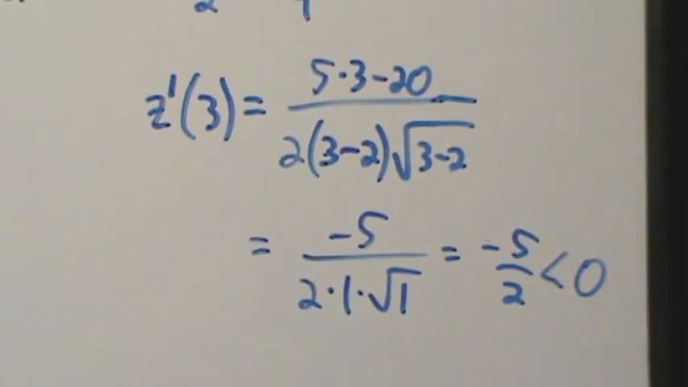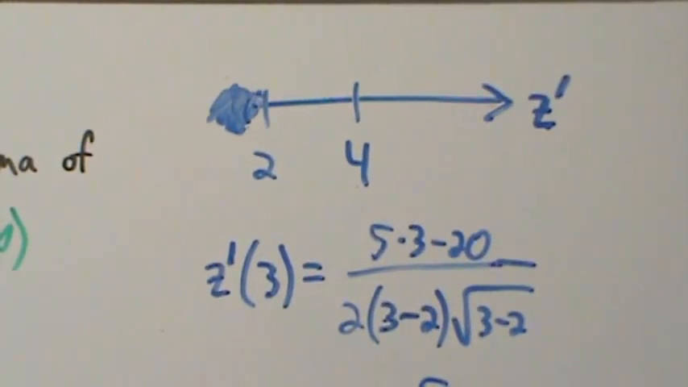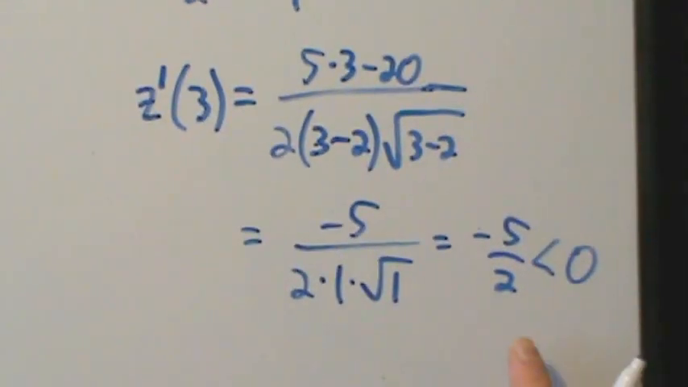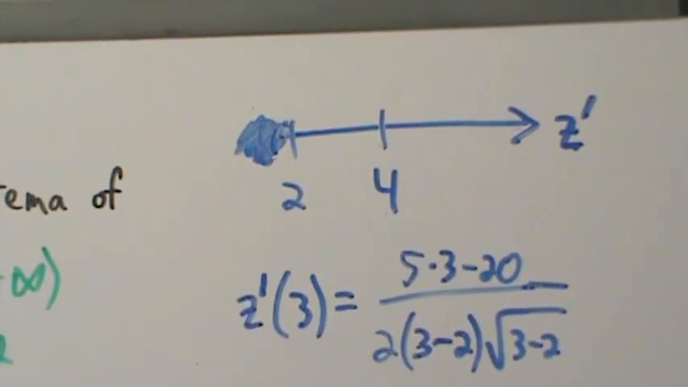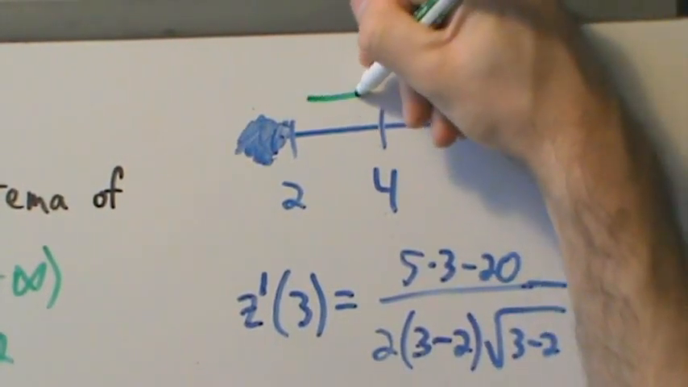So what we just found out is that when w is 3, the derivative z primed is negative. Right? So we go back up here to our sign chart. Let's label with a different color. So negative derivative in here.